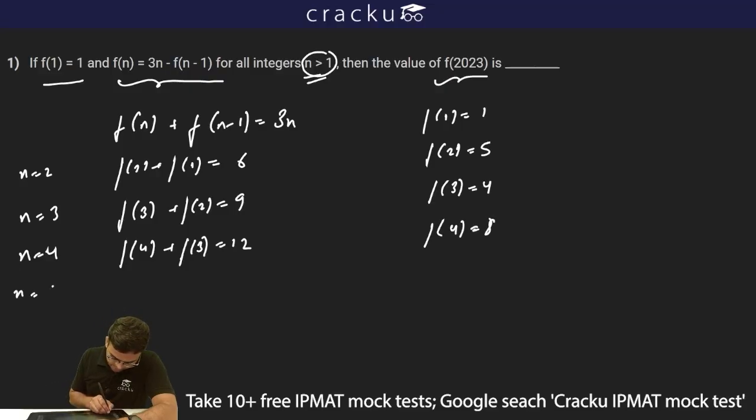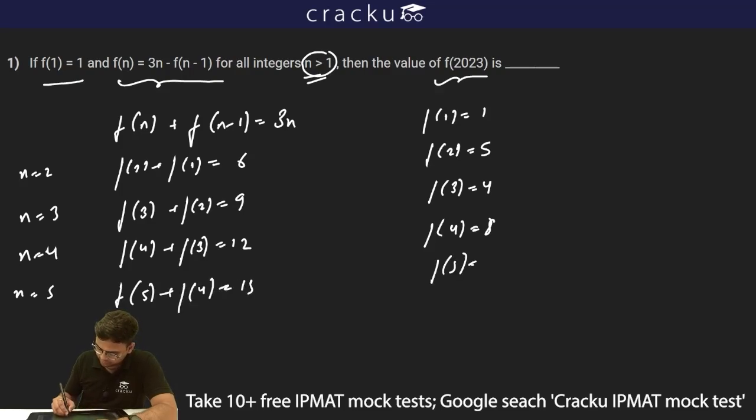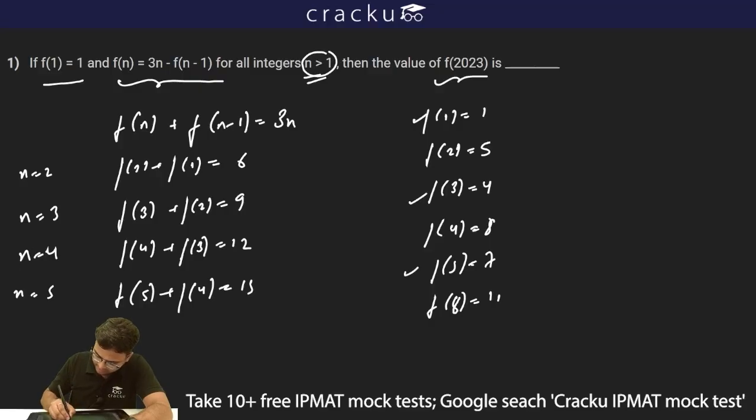Now if I put n is equal to 5, we will see f of 5 plus f of 4 is equal to 15, and thus I'll get f of 5 is equal to 7. Similarly, further on, f of 6 will be equal to 11. Now, if we see, we can see a pattern. For odd numbers, that is n is equal to 1, n is equal to 3, and n is equal to 5, we can see 1, 4, 7. There is some AP which is being created. Now, this can be written as, 1 can be written as 3 into 1 minus 1 by 2 plus 1.